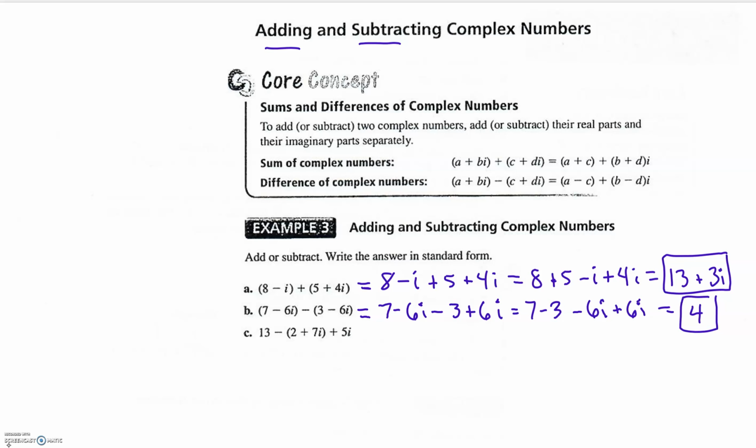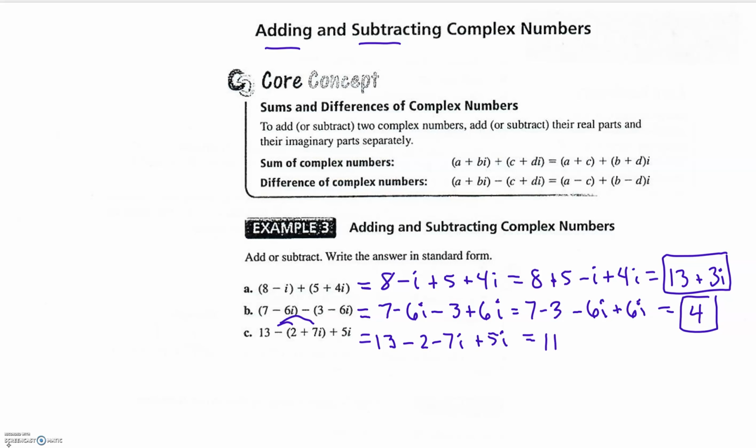Part C, we've actually got 3 things that we're adding and subtracting. So this is a real number, 13. The complex number 2 plus 7i, and then the pure imaginary number 5i. So we'll distribute the negative. And then we'll combine the like terms. Oh, they're conveniently located next to each other.